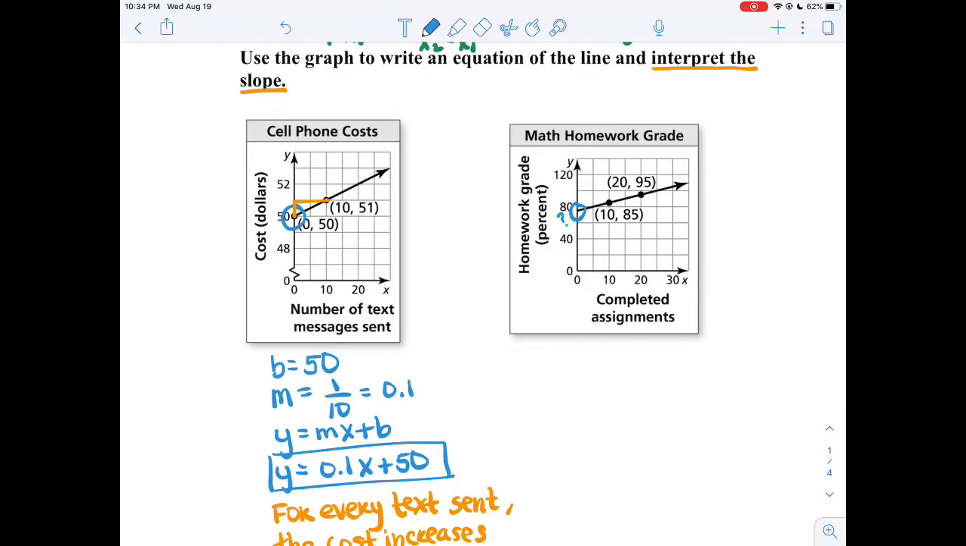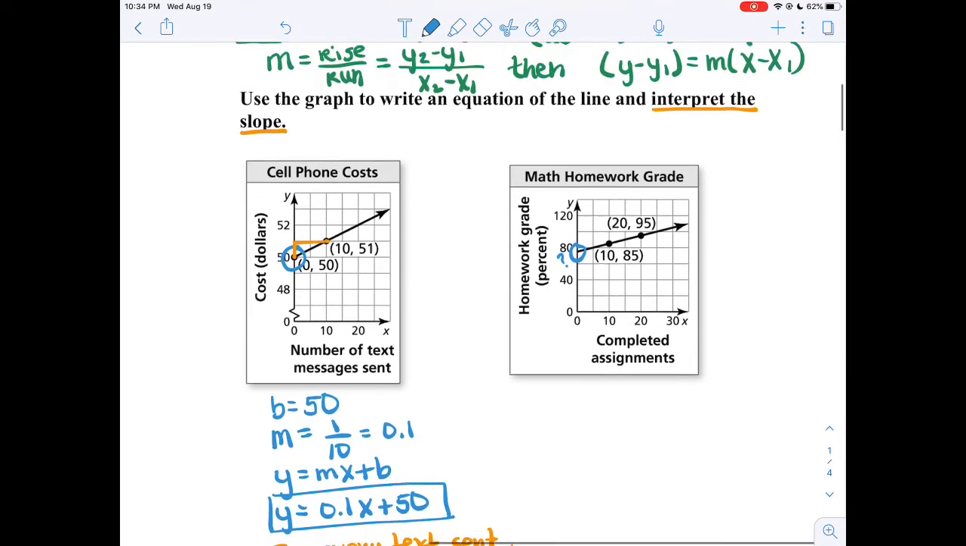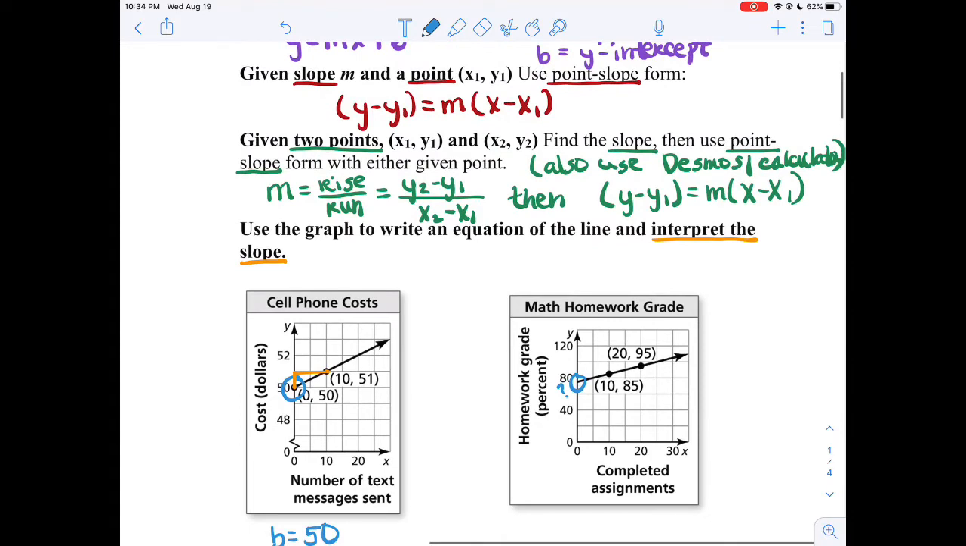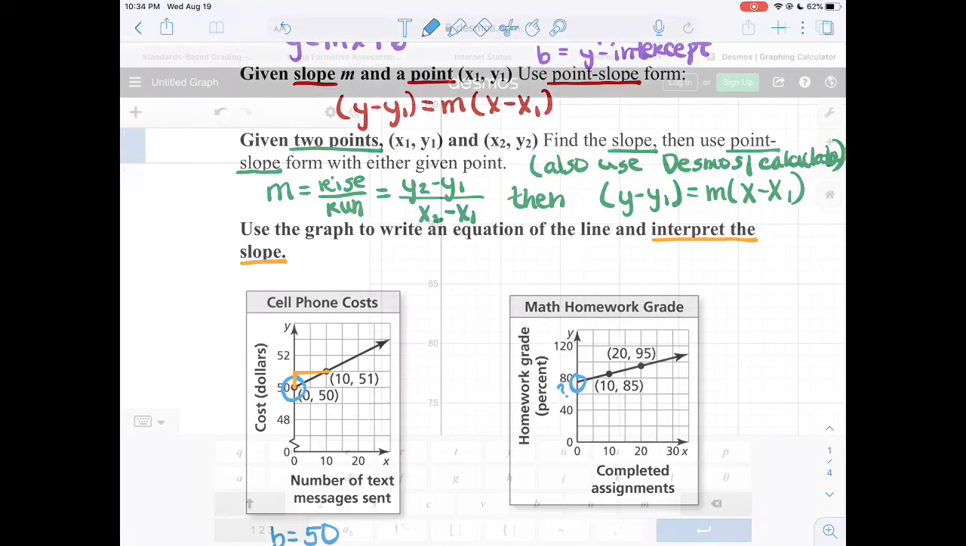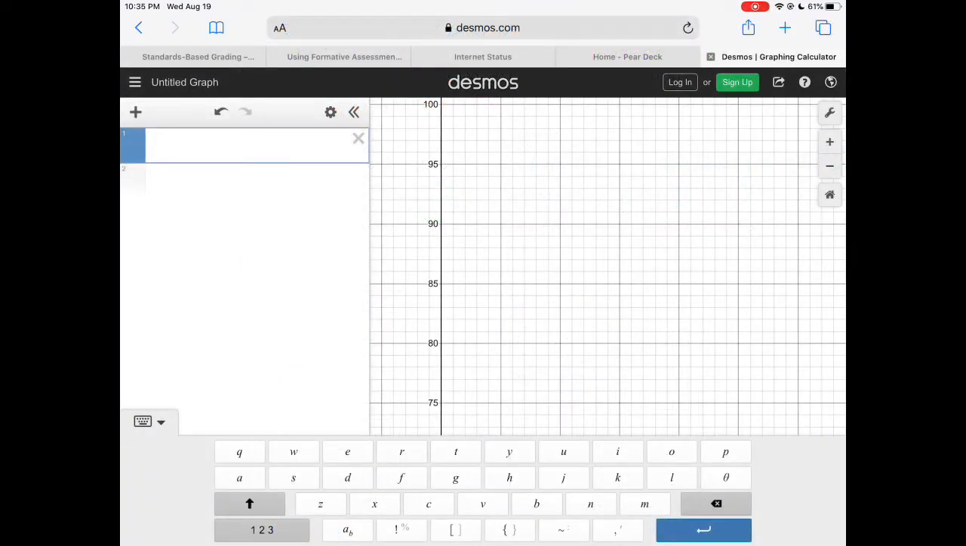We can't use slope-intercept form right now. However, we do have 2 points. And if we have 2 points, taking a peek up here, we can still graph the line using our equation for slope and the point-slope form, or we can also use Desmos or the calculator, and that's what we're going to do today. All right, so I'm in Desmos. That's just at desmos.com, or you might have the app on your phone or an iPad. You can use that as well.